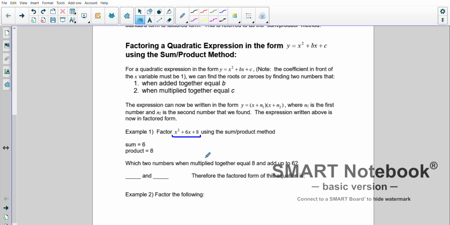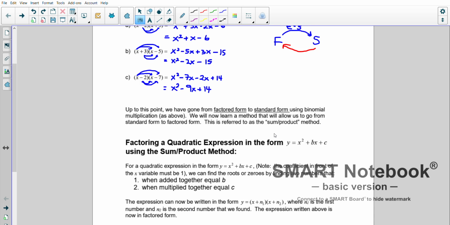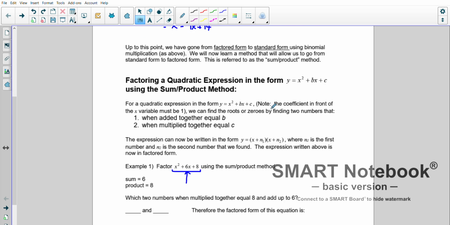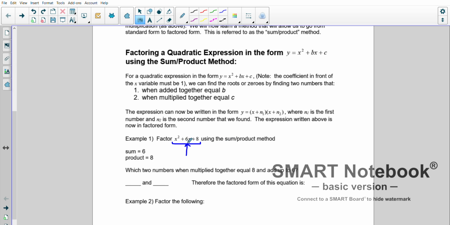So what I need to do is find two numbers that will add up to this value. We call it the B value, because the general form is x squared plus bx plus c. And this method we're learning is specific when this value equals 1. The B value is the number in front of the x, and the C value is the constant, the number by itself. So what I'm looking to do is find two numbers that add up, that sum, to the B value. And when those same two numbers multiply together, they equal the C value.